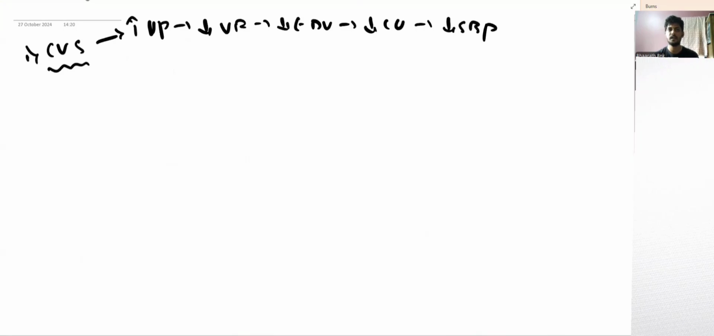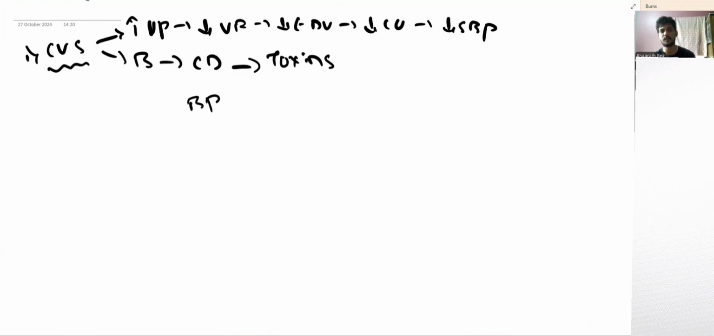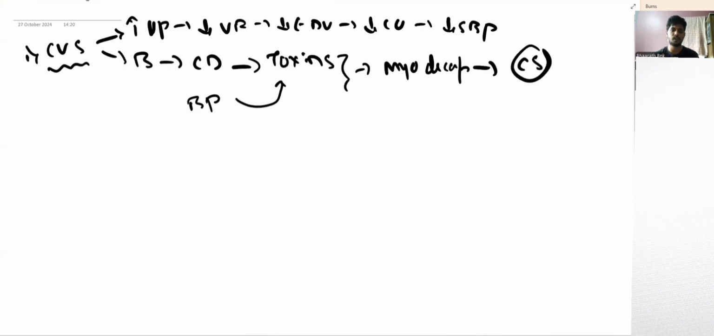This is one thing. Second, when these burns cause cellular damage, this cellular damage will result in the release of toxins. Or whenever the burn particles are present, these burn particles can also be toxic. So these will cause myocardial depression, and this myocardial depression can also lead to cardiogenic shock. So one cause for shock was hypovolemic shock, and this is cardiogenic shock.